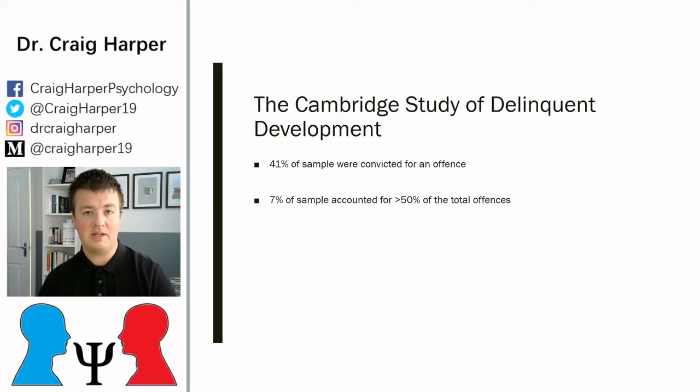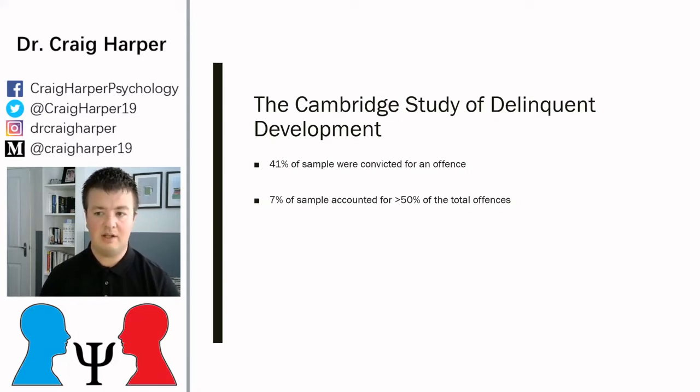That said, 7% of the sample were responsible for more than 50% of all of the offences that were committed. So this goes back to that age crime curve, which is essentially saying that a very small number of people are responsible for a large proportion of the offending behaviour that's taking place. This is consistent with the idea that some people are persisting throughout the course of their life, whereas a much bigger number of people are engaging in short bursts of offending behaviour, maybe in adolescence and early adulthood.